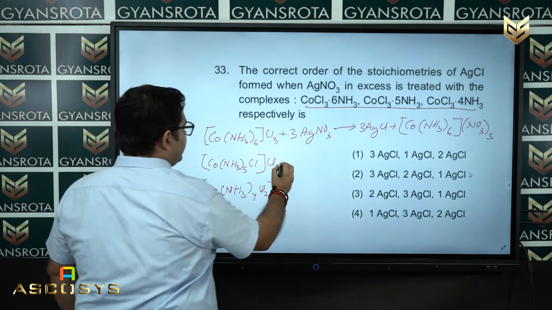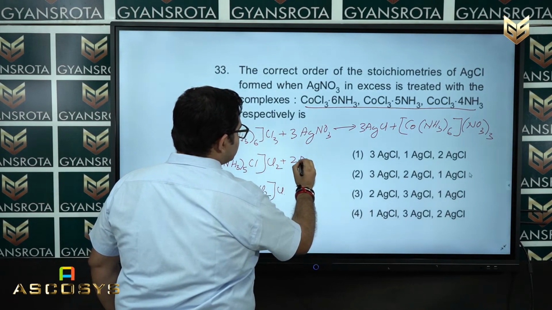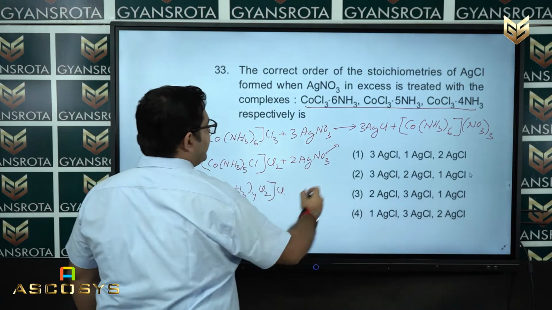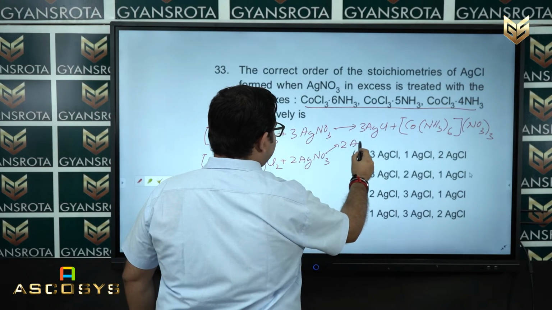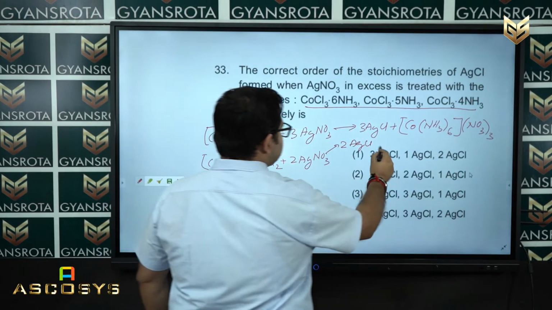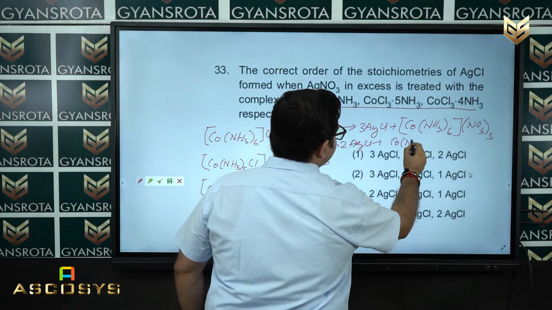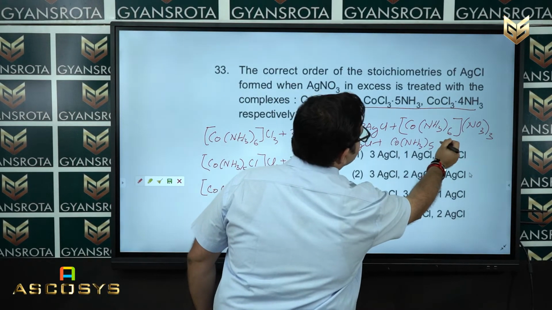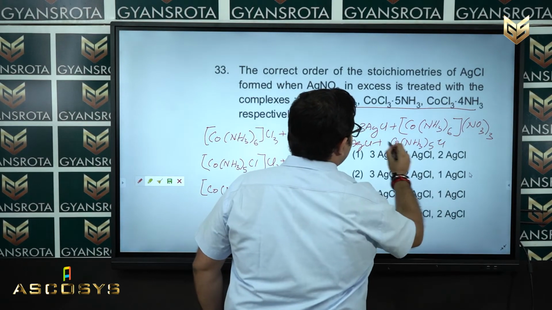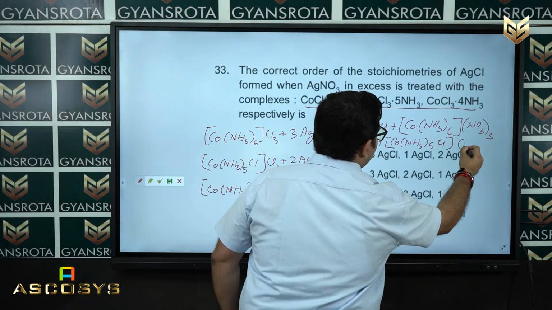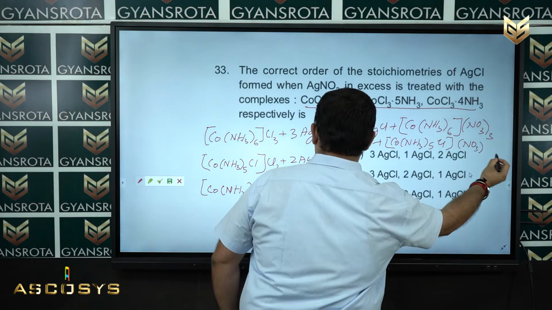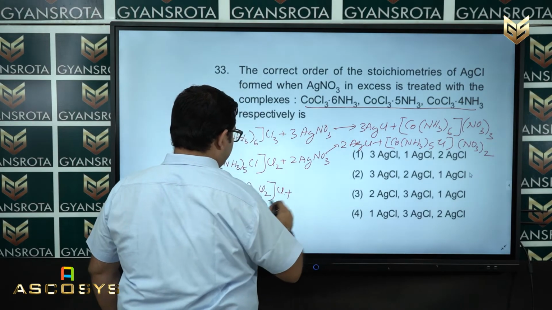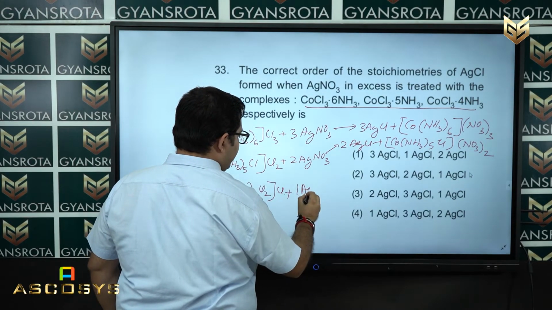Similarly, this one when it reacts with 2 moles of AgNO3, it will end up with 2 AgCl plus [Co(NH3)5Cl]NO3 whole 2.